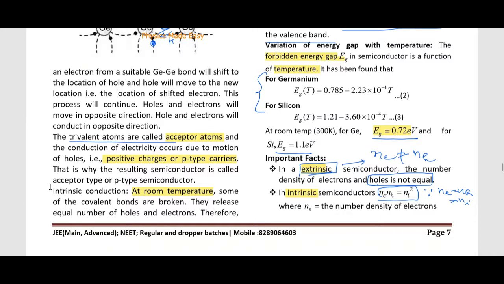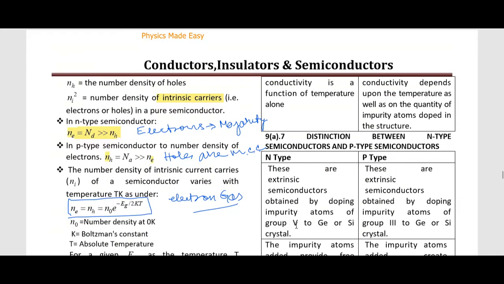And Nh, the number density of holes, Ni squared, where Ni is the number density of intrinsic carriers, that is electrons or holes, in a pure semiconductor. In N-type semiconductors, the number of electrons is equal to the number of donors. As electrons are majority charge carriers, Ne and Nd are much higher than the number of holes Nh. In P-type semiconductors, the number density of holes Nh is equal to Na. This is much greater than Ne, the number of electrons. Holes are the MCC, where MCC means majority charge carriers.